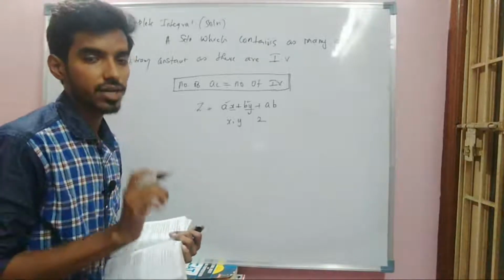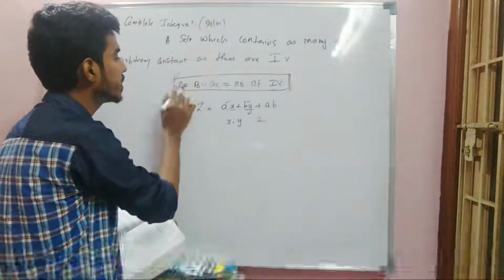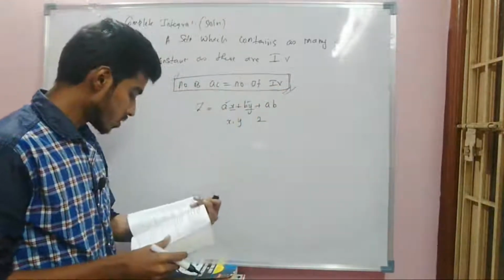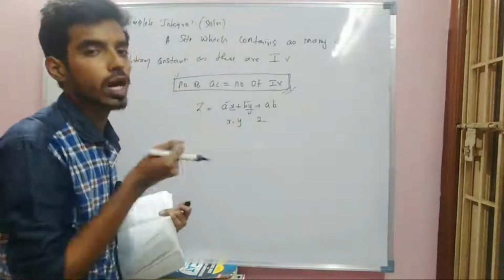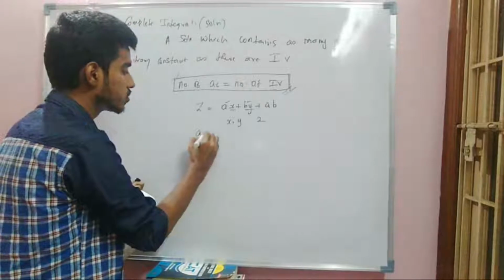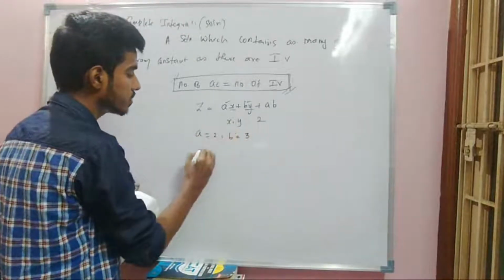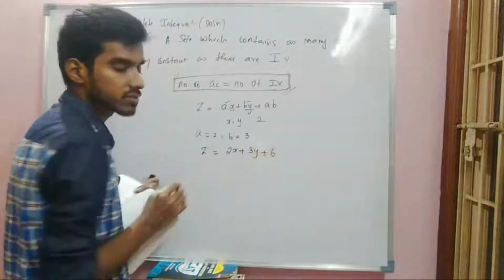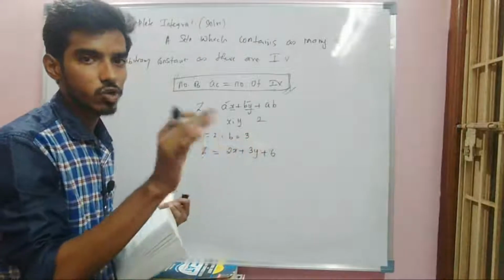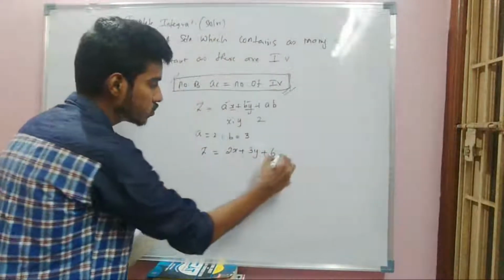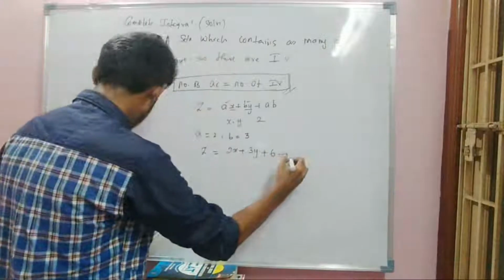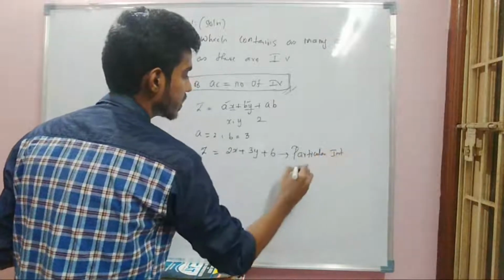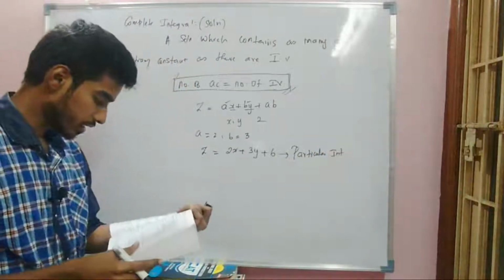This can be asked in 2 marks: define complete integral. So remember this: the number of arbitrary constants is equal to the number of independent variables. Suppose you give some values to the arbitrary constants, for example a is equal to 2, b is equal to 3, then this equation becomes z equals 2x plus 3y plus 6. So I am giving some values to the arbitrary constants. Then this solution is called particular solution or particular integral.